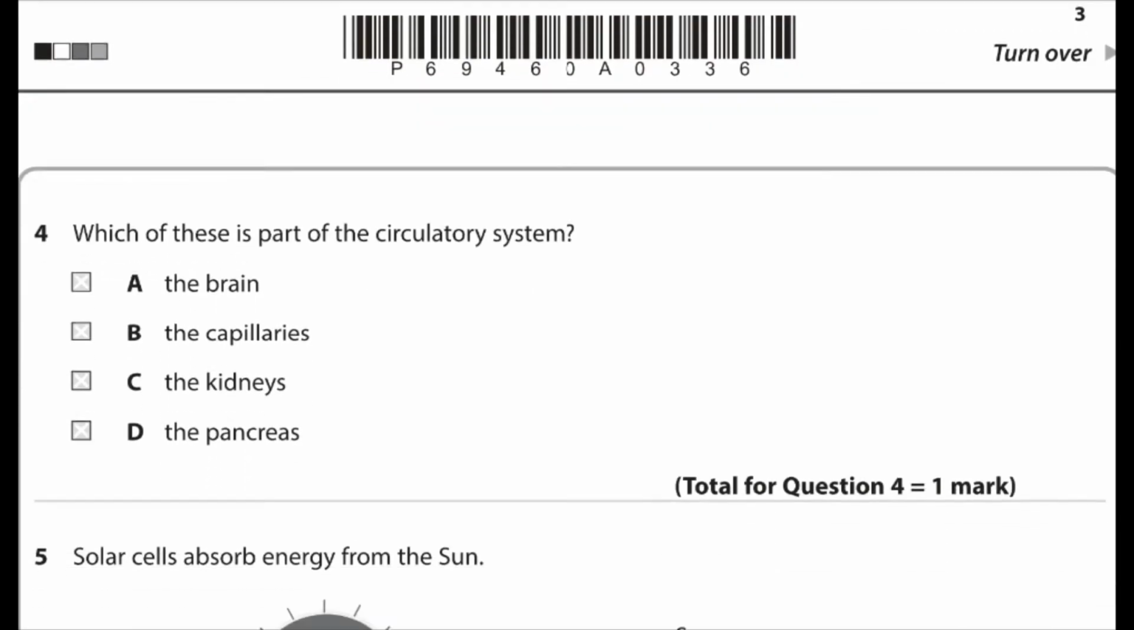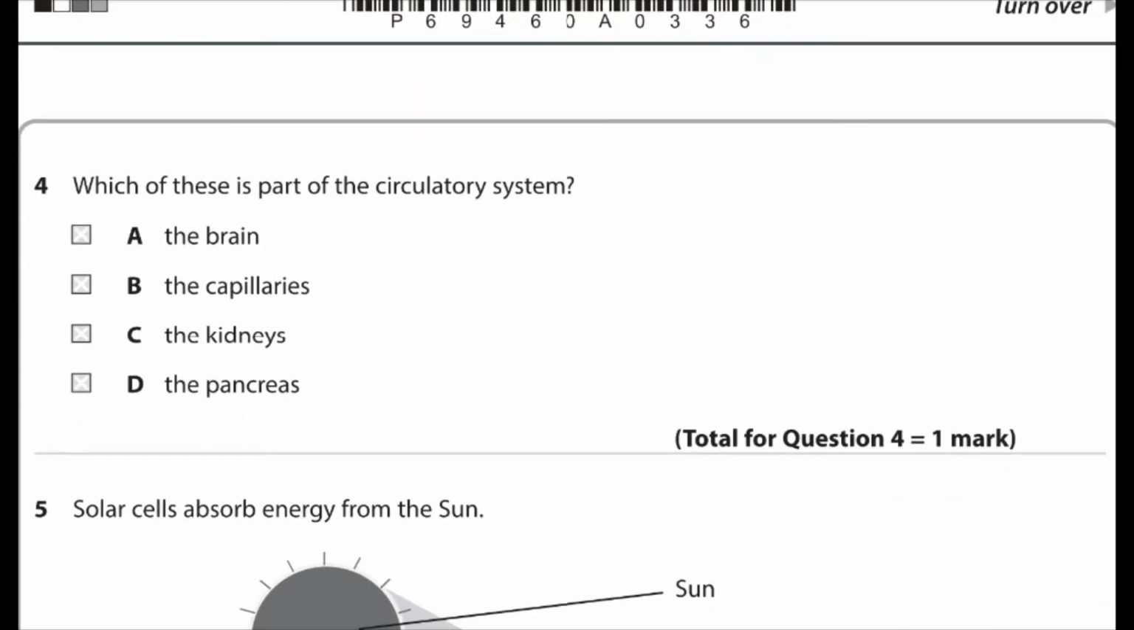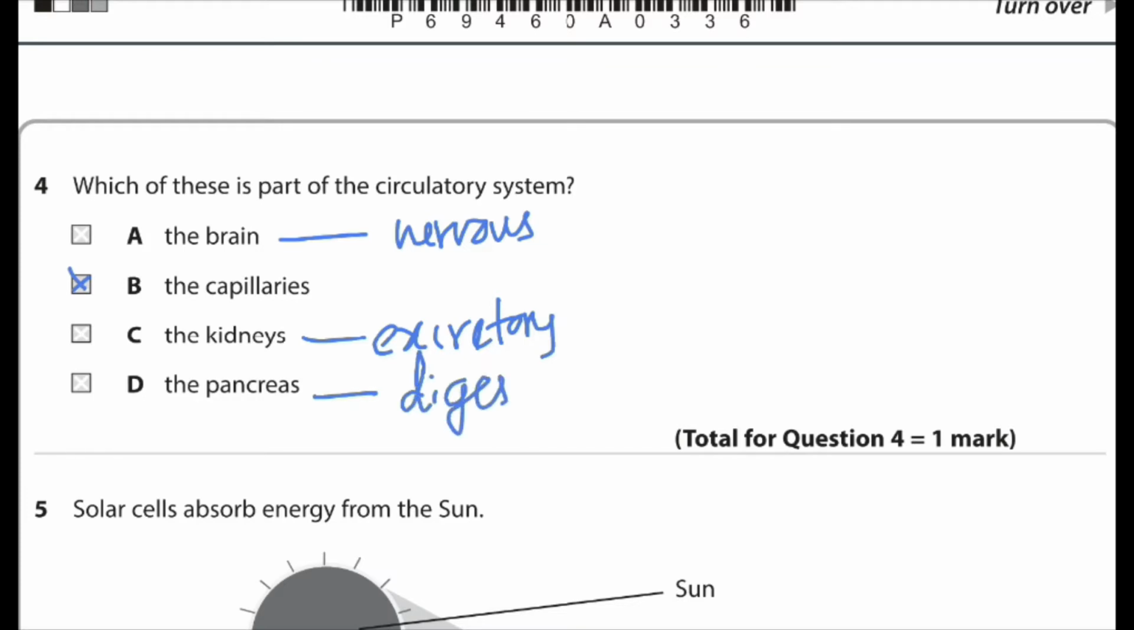Fourth question. Which of these is a part of the circulatory system? In the circulatory system, there are a few parts: the capillaries, veins, arteries and the heart. Those are the parts contained in the circulatory system. Brain belongs to the nervous system. And kidney belongs to the excretory system. Pancreas belongs to the digestive system.